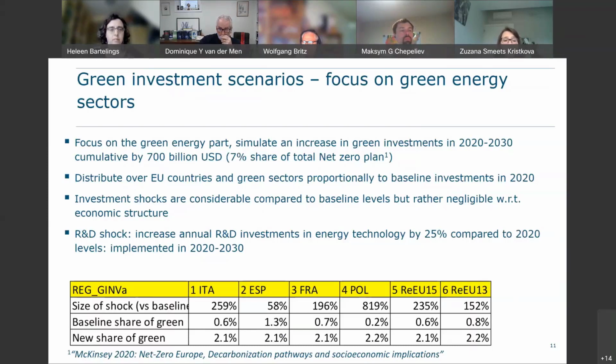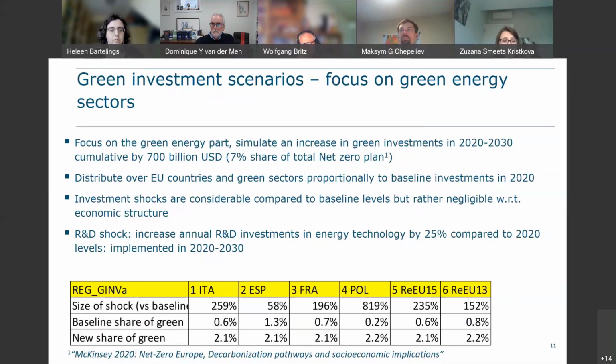We distribute it over the EU countries that we have in our model and the green sectors, proportionally to the baseline investments. The table you see here shows that if we look at the green sectors themselves, the shock is quite substantial.